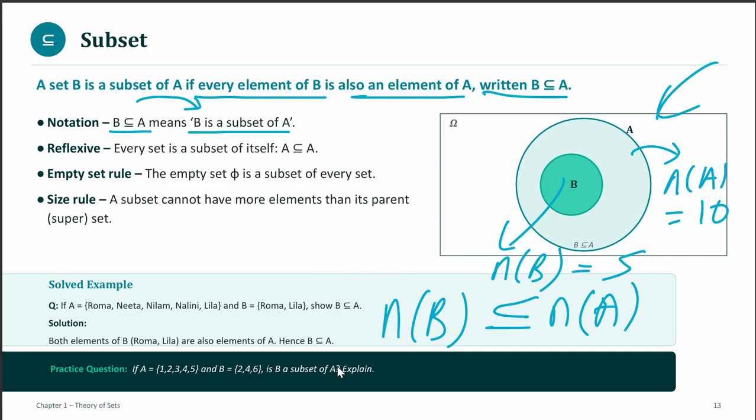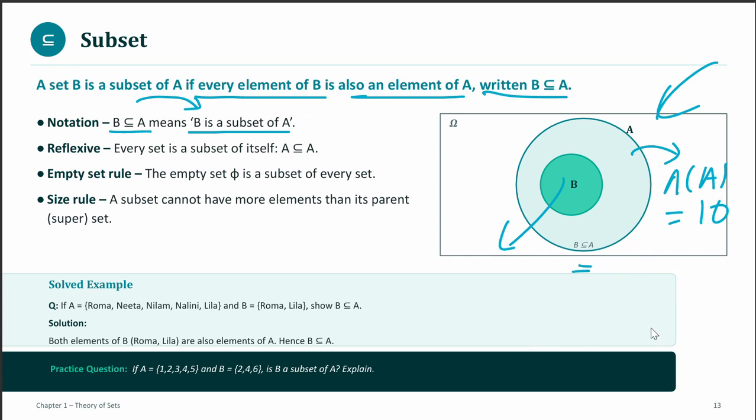If A is equal to Roma, Nita, Neelam, Nalini, Leela and B is equal to Roma and Leela, show that B is a subset of A. Can you see that every element of B, Roma and Leela, they are present in our set A, Roma and Leela. So here we can therefore say that each element of B belongs to A. Therefore, B is a subset of A.